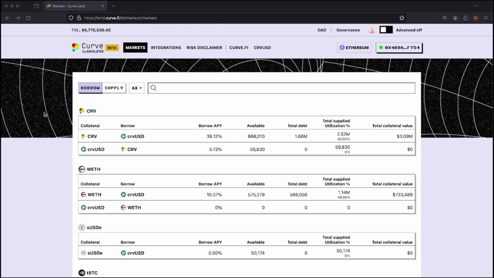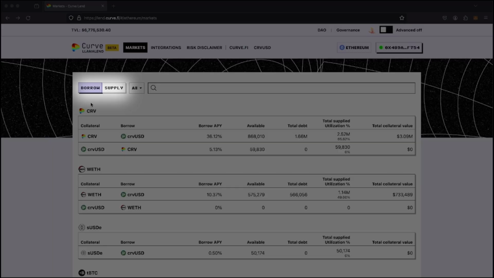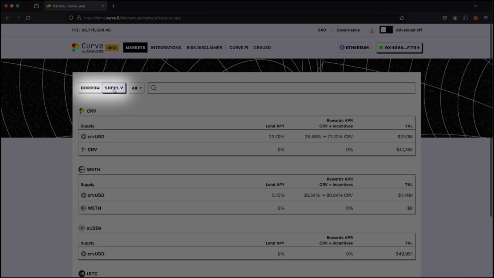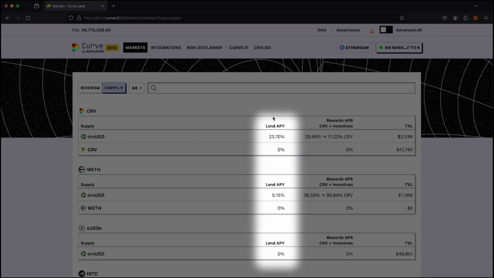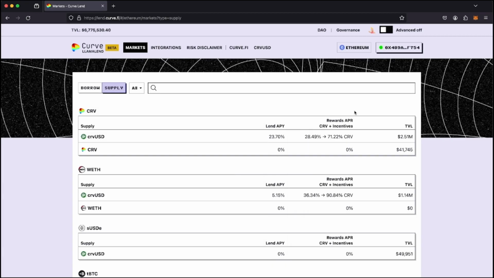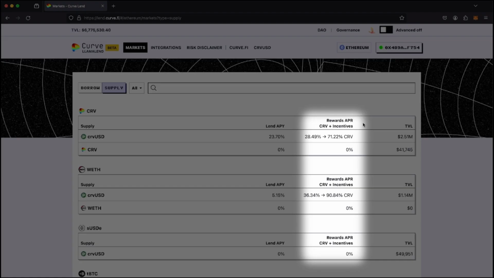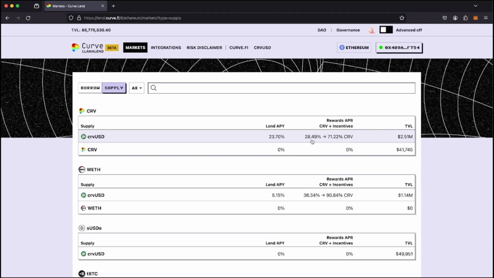Finally, instead of borrowing, you may also serve as a supplier. In order to enter supply mode, click the Supply tab, which will show the same markets but will instead show you the Lend APY, which is a little bit less than the Borrow APY. Some of the markets also receive rewards streamed from the Curve gauges. These markets have the access and the ability to boost these to earn even higher rewards.